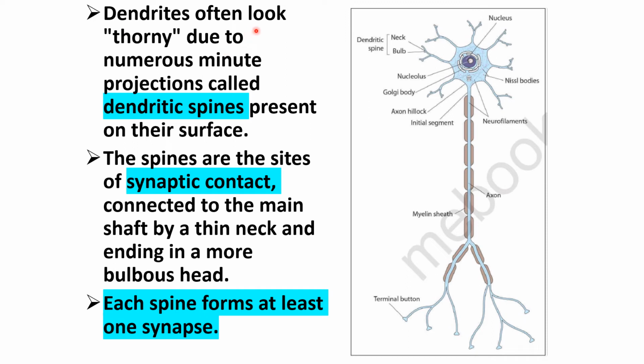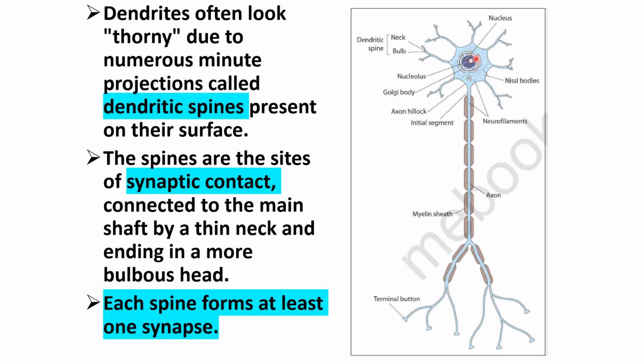Dendrites often look thorny due to numerous minute projections called dendritic spines that are present on their surfaces. You can very clearly see here the minute projections known as dendritic spines, and each has a thin neck. The spines are the site of synaptic contact, connected to the main shaft by a thin neck ending in a more bulbous head, and each spine forms at least one synapse.